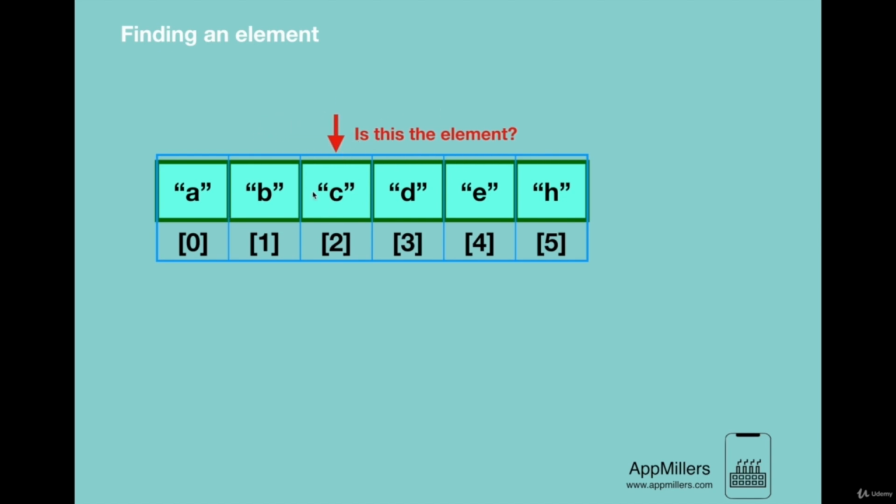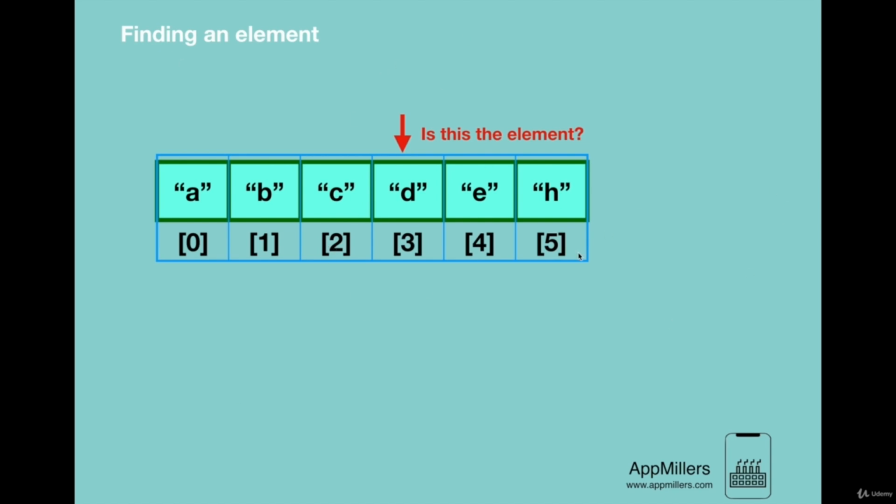Is this the element that we are looking for? We see that no. Then we continue to the next element. Is this the element that we are looking for? We see that yes. So we stop here and print out saying that, okay, this element exists in this array. So then we terminate our loop here. Otherwise, we return saying that the element does not exist inside this array.